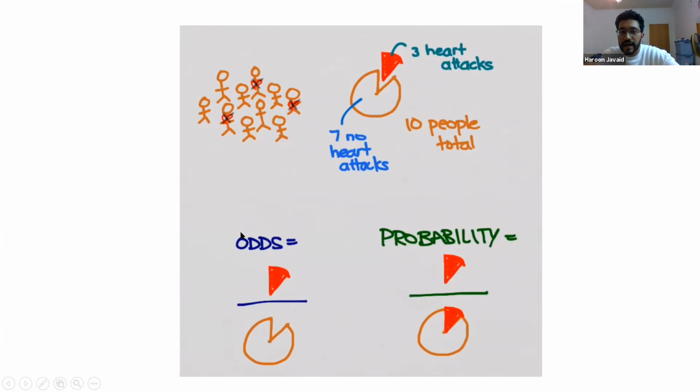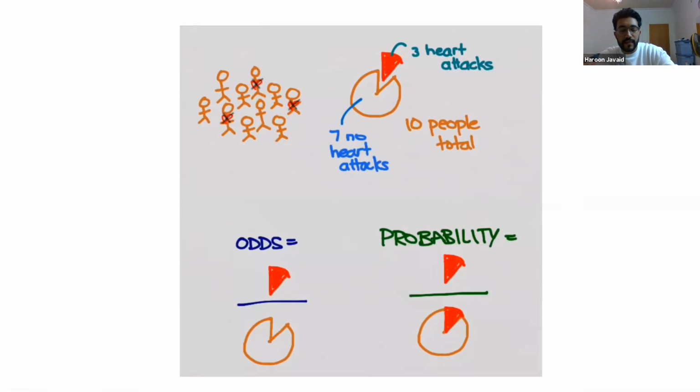That makes sense. If we're trying to calculate the odds of someone developing a heart attack versus not developing one, we would go 3 over 7, because the number developing heart attacks is 3, and the rest of it, 10 minus 3, is 7. So 3 over 7 is the odds. Probability is 3 over 10. Make sense?